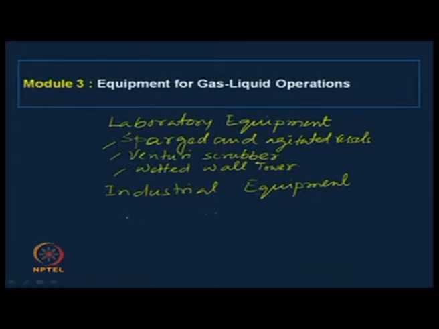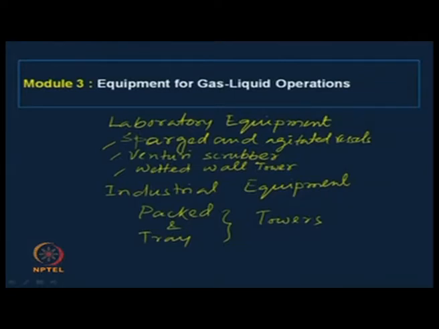And in industrial equipment, particularly we will discuss packed and tray towers. These laboratory equipments are basically to generate the parameters which will be used for industrial towers, packed and tray towers. So, these laboratory equipments are called the model simulators for the packed and tray towers.